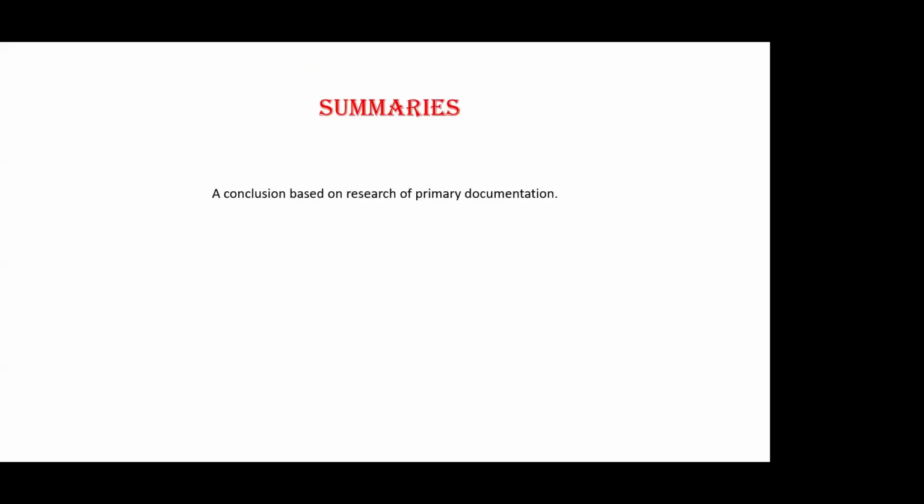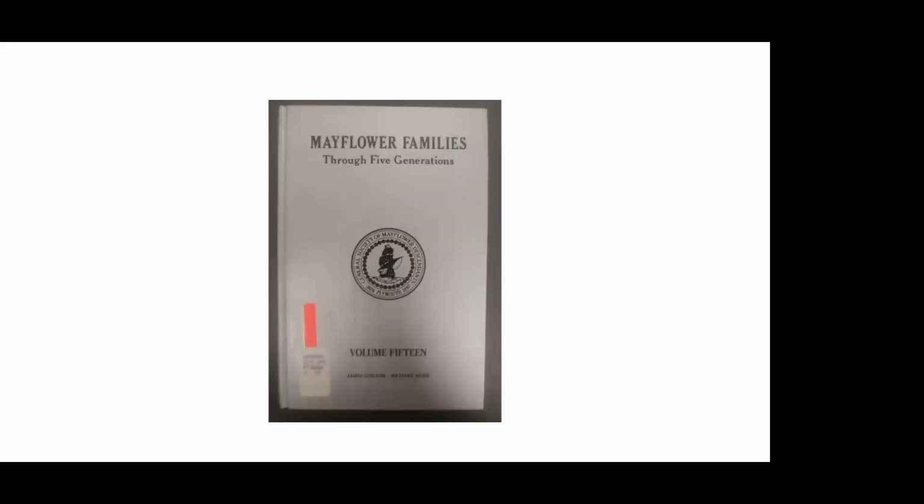Now, summaries, be it a full written summary or a family paper, summaries are simply a conclusion based on research of primary documentation. The best example that I've found for summaries are in the Mayflower Silver Books. These silver books are every family that was on the Mayflower through the 5th generation of that family.